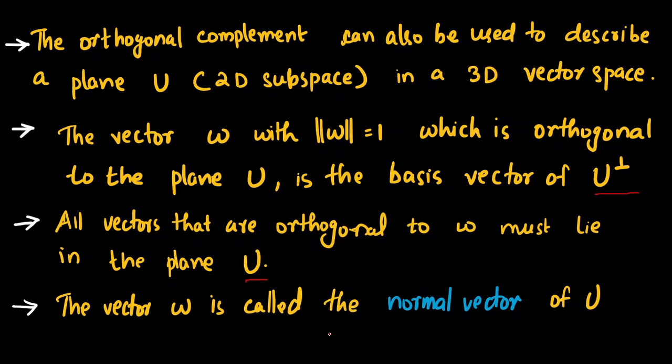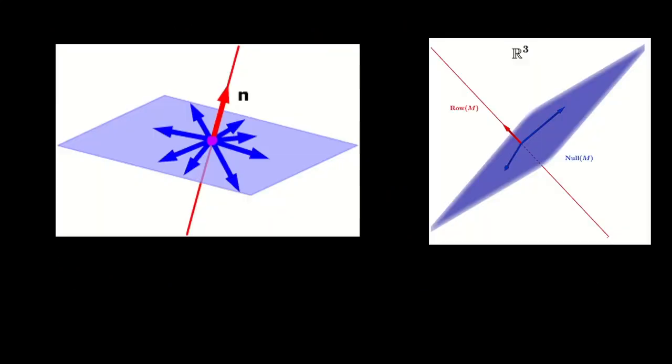The unit vector W is called the normal vector of U. Normal because the length of W is 1. So that is a normal vector of U. So we can assume a 2D plane like this. So this is a plane.